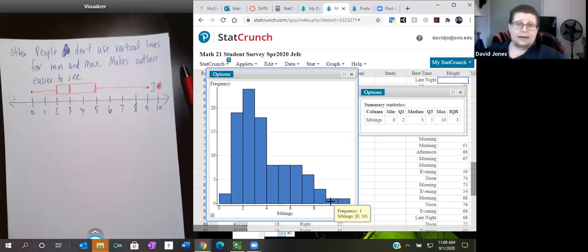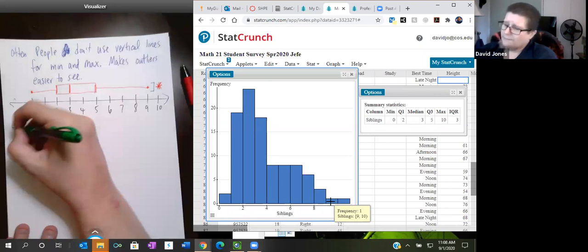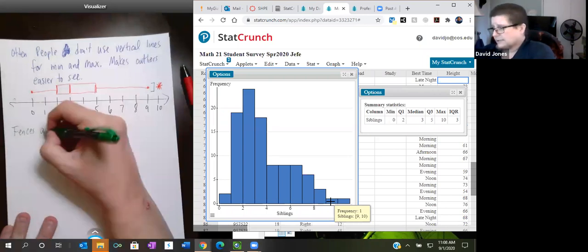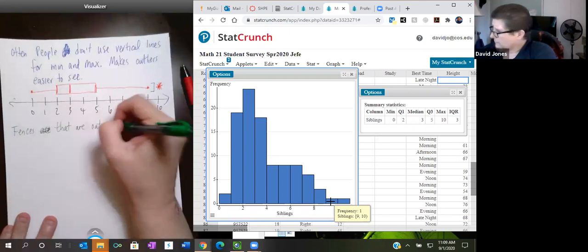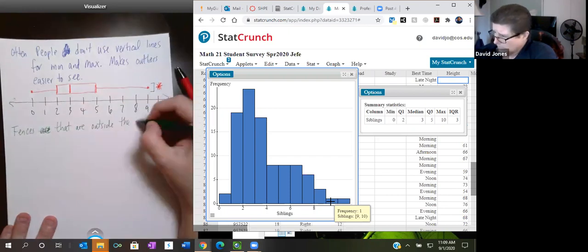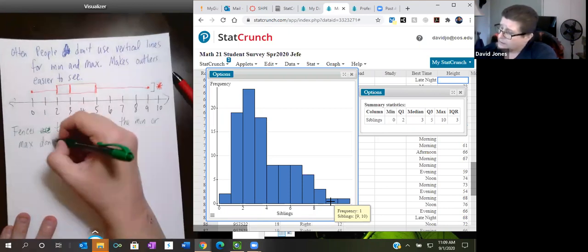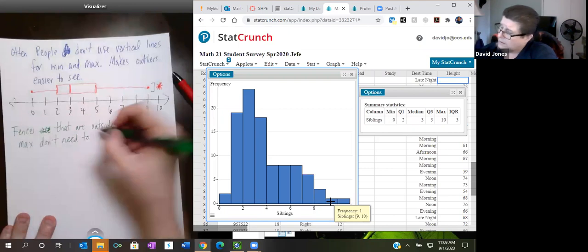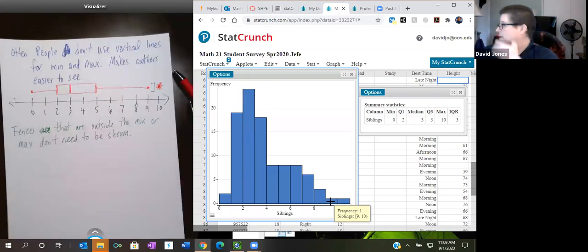Okay. How can we do this in StatCrunch? Notice I didn't show the fence here that was on the left. Fences that are outside min and max don't need to be shown. So I didn't do the one on the left.